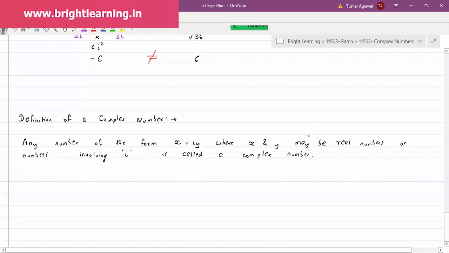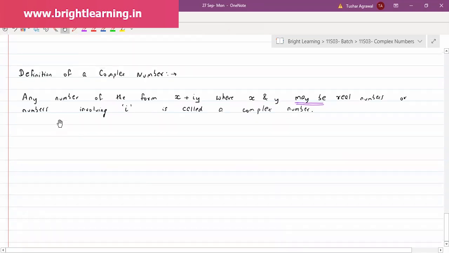So why this "may be"? Generally what we have read is that a complex number is x plus iy, where x and y both are real. So consider this example. 2 plus 3i, yes, this is a complex number. Let's say 5 minus 2i, yes, this is a complex number.